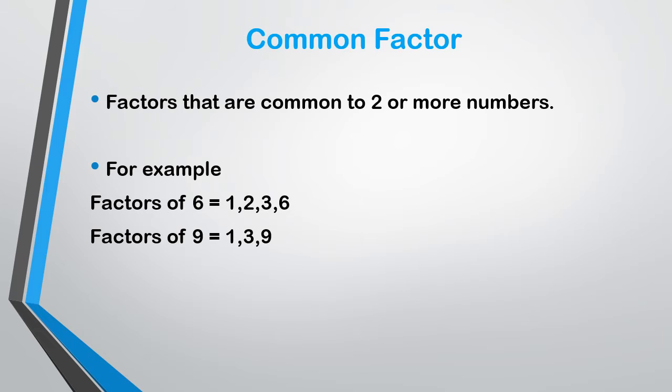Now we are going to find the common factors of 6 and 9. We find which numbers are common here. 1 and 1, okay. Then 3 and 3. Only these two numbers are common here. So the common factors of 6 and 9 are 1 and 3.